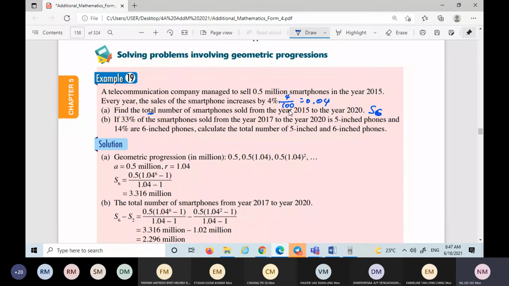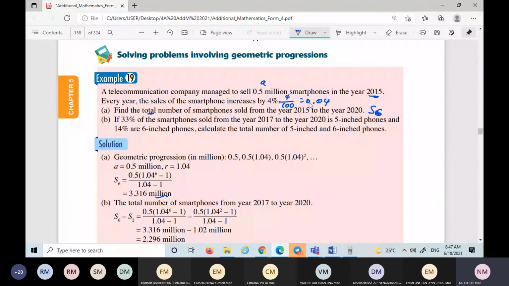But the problem is where is the A? Start with this 2015. So this is the A, the first term, 0.5 million. Don't go and change it. Million is a unit. Leave it in million, and then your final answer also in million. So just leave it as 0.5 million in the first term. Then what is the R?